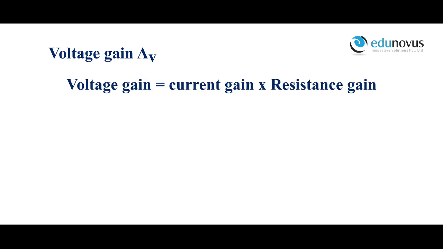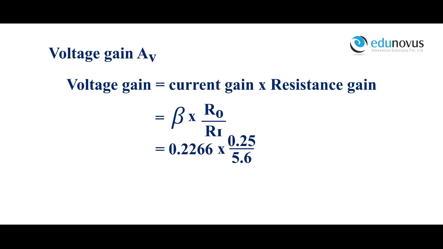Calculation of voltage gain. Voltage gain is equal to current gain into resistance gain, where resistance gain is equal to output resistance divided by input resistance, that is equal to beta into RO by RI, which is 0.2266 into 0.25 divided by 5.6. Therefore, the voltage gain is 0.0101.